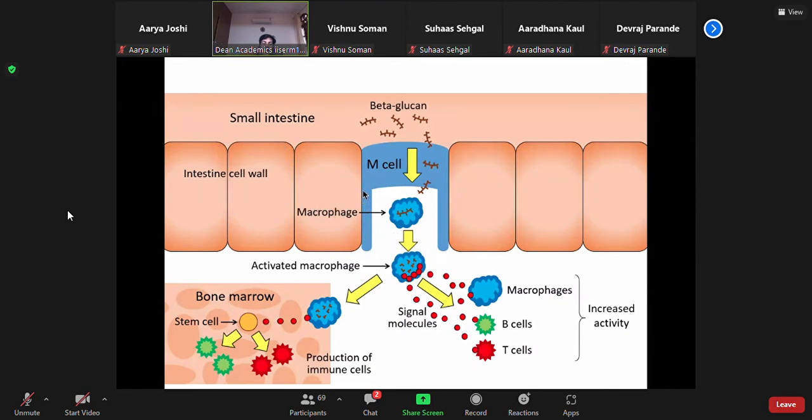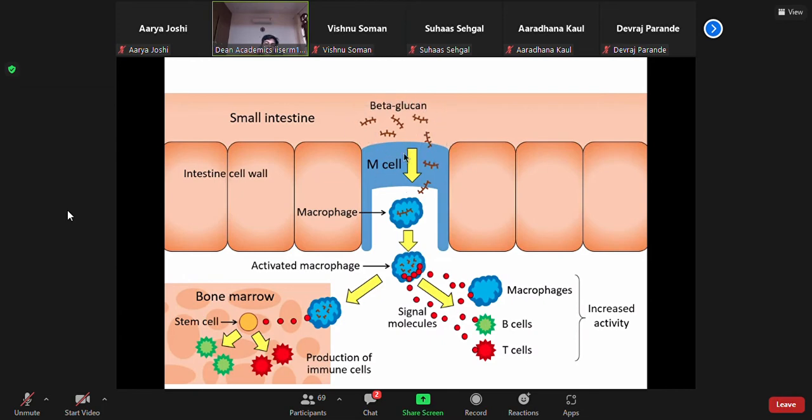And M cells are like this. They are membranous cell types. And as you can see, these are all epithelial cells, and in between you have some modification in these epithelial cells, and they facilitate the entry of these antigenic components coming from different microbes or even the food that you are eating.